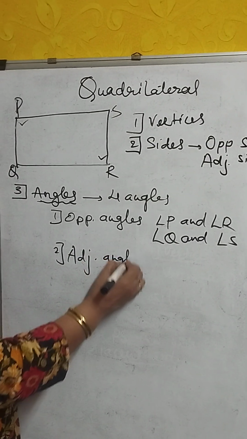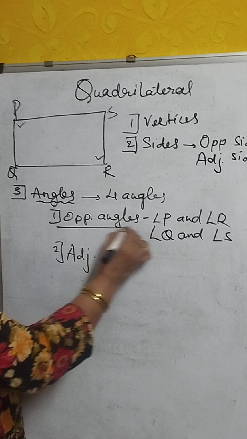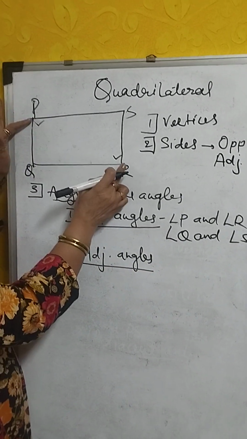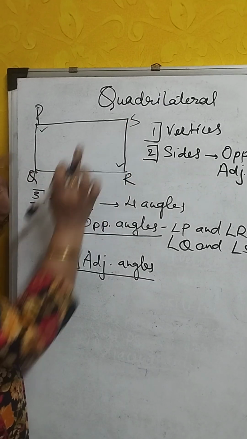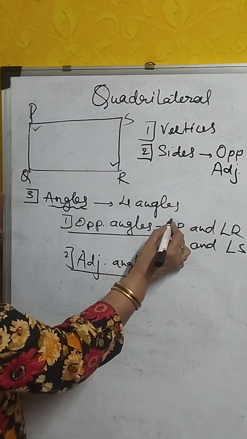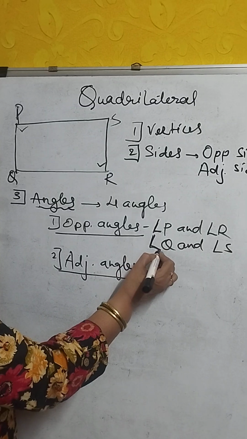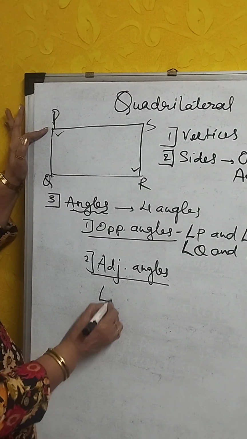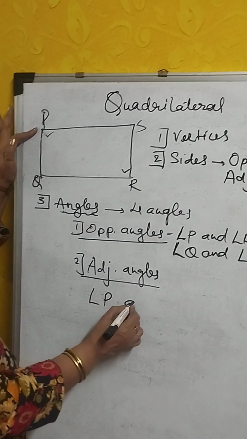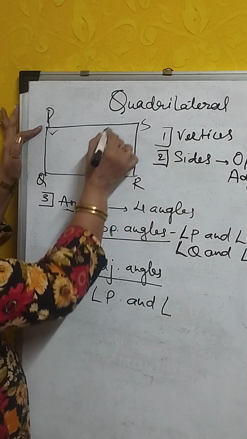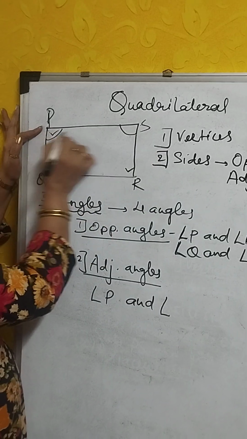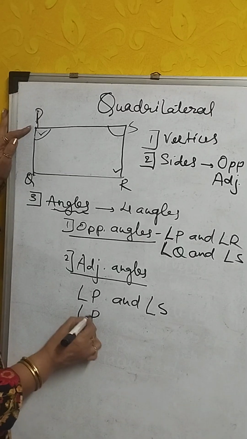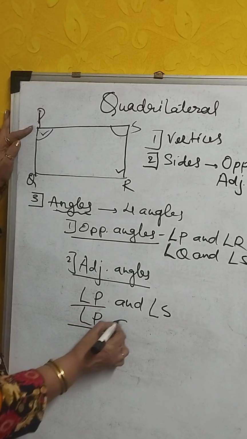Then what are the adjacent angles? Opposite angles we have studied. Opposite angles are easy to understand. P, R are opposite, Q and S opposite. But it is very compulsory to make the sign of the angle. Remember this. Now here, if I consider angle P, angle P and angle S, they are nearby. So angle P and angle S, angle P again and angle Q.